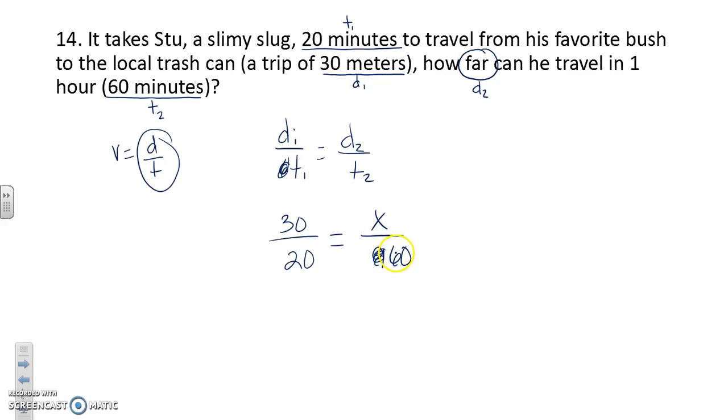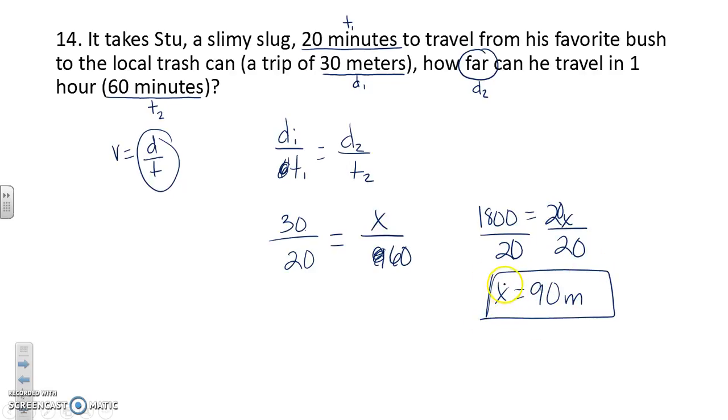All right, it's a proportion, so now we cross multiply. So 30 times 60 gives us 1800, and that's equal to 20x. Well, solve for x, divide both sides by 20, not 2. Sorry, and x would be equal to 90. So he can travel 90 meters in 60 minutes. Okay, and yes, there are other ways you could do this, but that one's the one that works for right now.